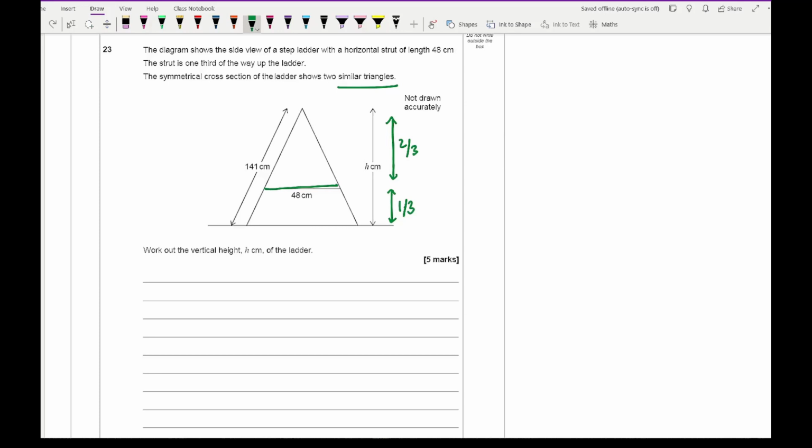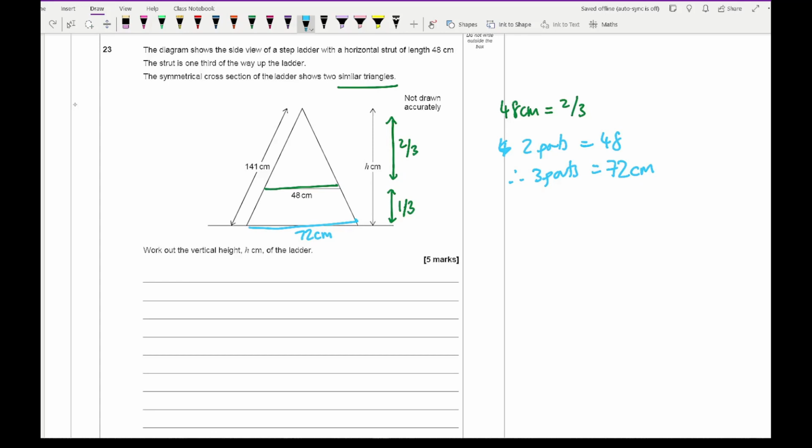So in terms of this, what we know is that 48 centimeters equals 2/3. So then this length here must equal 2/3. So 2 parts equals 48. Then 3 parts is going to be 48 divided by 2 times 3, which gives me an answer of 72. This distance here is 72.